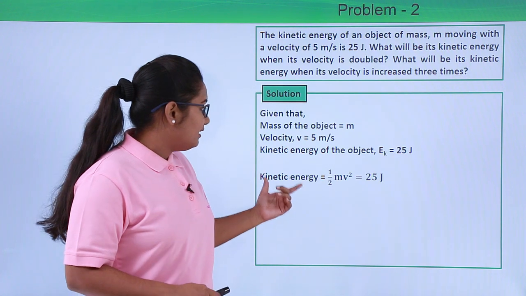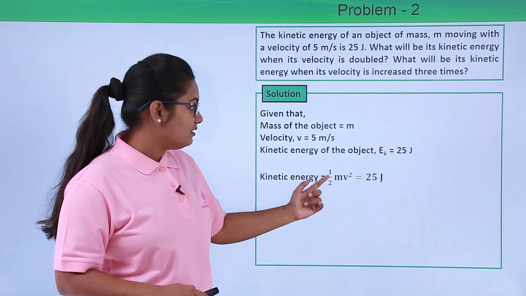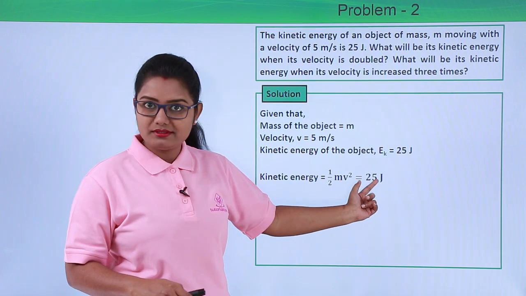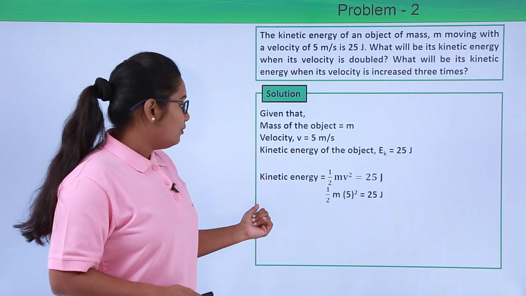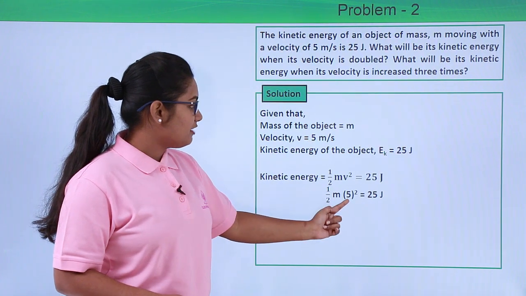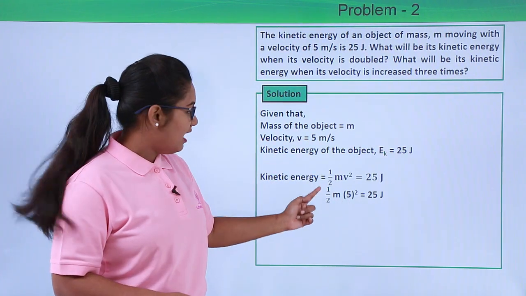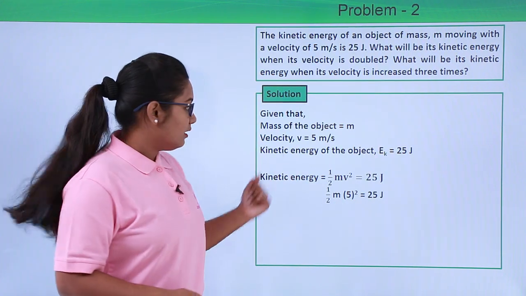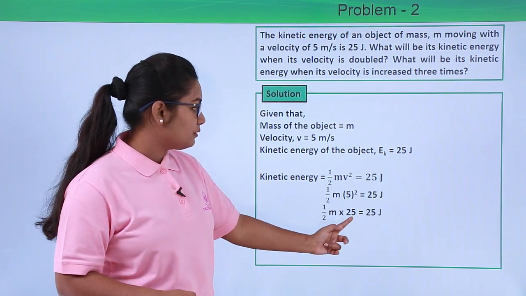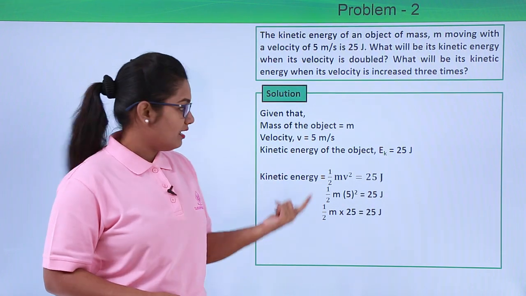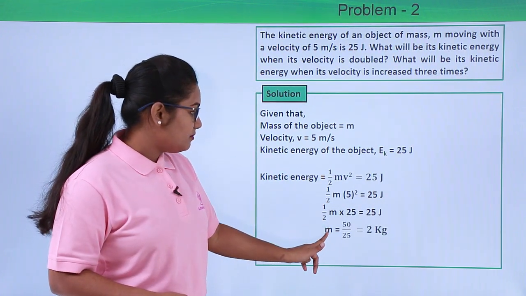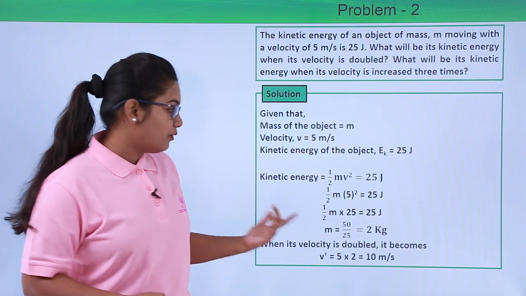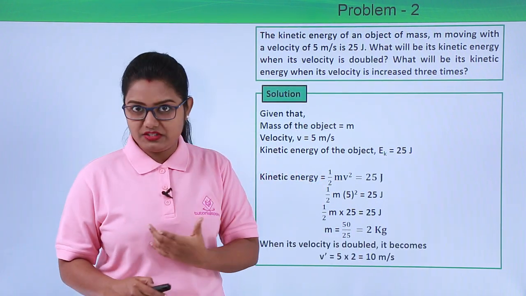So the kinetic energy, we know the formula of kinetic energy, which is half mv squared, and this is given to be 25 joules. Now on putting the value of the velocity, that is 5 meters per second, we have half m into 5 whole squared equals 25 joules. Now this turns out to be half m multiplied by 25 equals 25 joules, and therefore m equals 50 by 25, which is 2 kg. So the mass of the body is found to be 2 kgs.